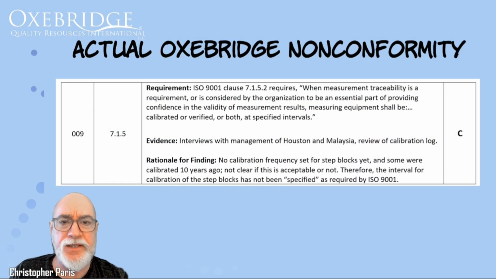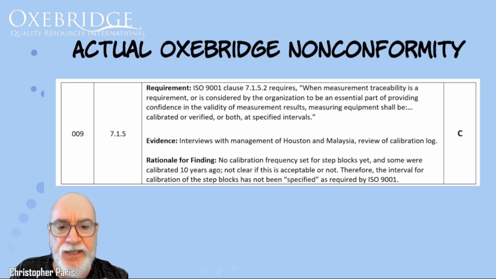All right, let's look at this in the real world. This is an actual nonconformity that I wrote up for an Oxebridge client, okay? The number on the far left is just the corrective action number they eventually signed. I've got the clause number, 7.1.5 in that case, and then I'm copying and pasting the requirement out of 7.1.5.2, being very, very specific as to which one.